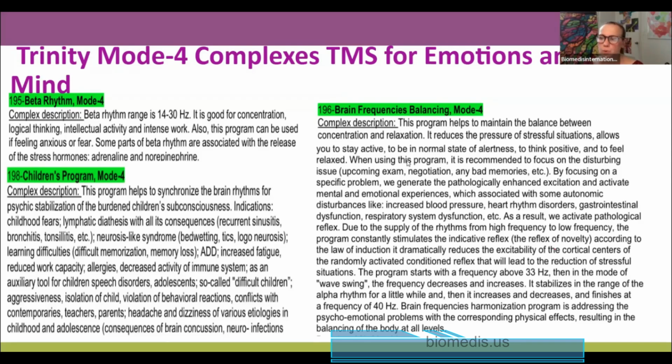So when using this program, it is recommended when you do this scanning process, think of what you are overexcited about, like let's say an upcoming exam or some kind of negotiation or some kind of bad memories that overexcite you. So when you scan, think of it before you start, in the scanner process for 8 seconds. And then you focus on specific problems, right? And then the device helps you to balance it.